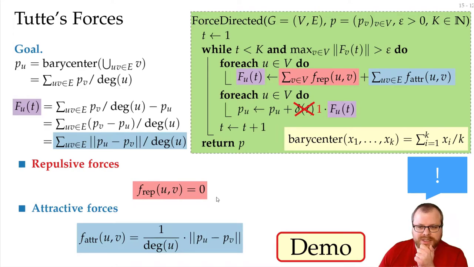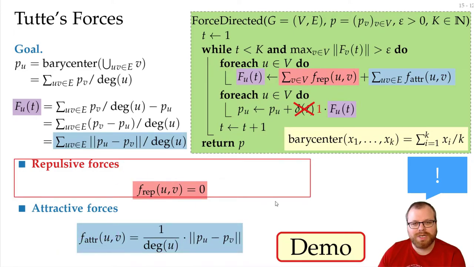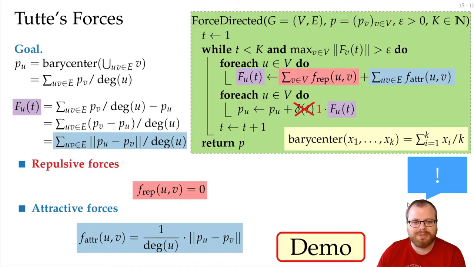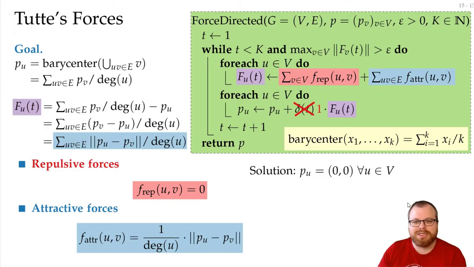If I put every vertex at the same position, then this here is always a zero. And then this force is a zero, this is a zero for every pair of vertices, so we have an equilibrium. So just putting every vertex at the origin gives us already a solution. That's of course not something that we want.